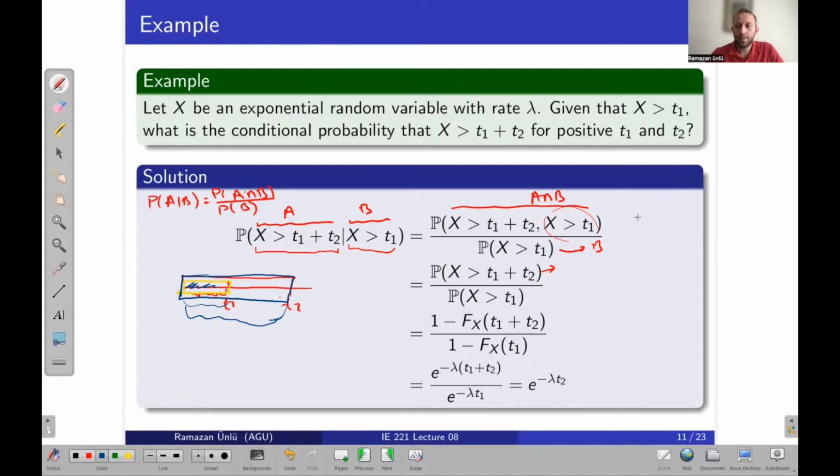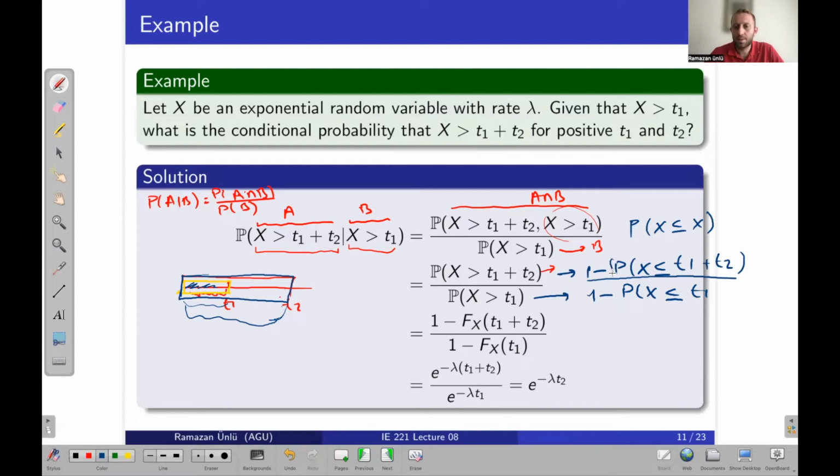So remember that the CDF of any distribution means the probability that X is less than or equal to some value, right? But here I have X greater than something. That's why I can rewrite this part as 1 minus the probability of X less than or equal to T1 plus T2. And also I can write this part as 1 minus the probability of X less than or equal to T1.